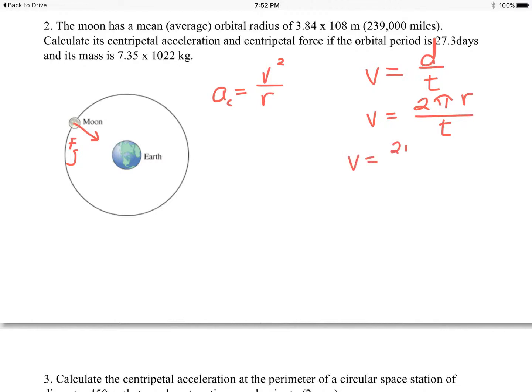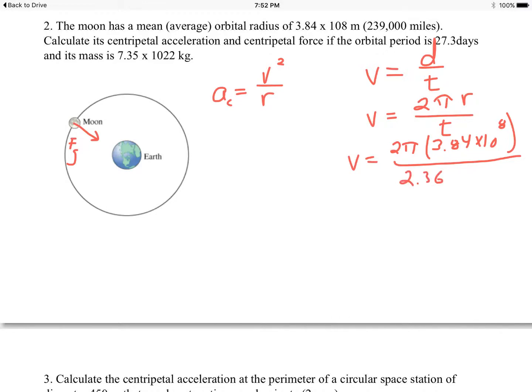So it's 2 times pi times the radius, which was 3.84 times 10 to the 8th meters, as given there, 239,000 miles, over the time. But I don't want to plug in days, I want to plug in seconds. You can check this for yourself, but I did the calculation off to the side, and it turns out that 27.3 days is just over 2 million seconds.